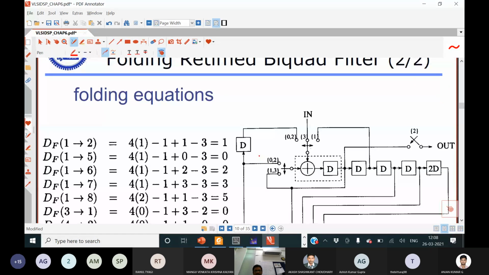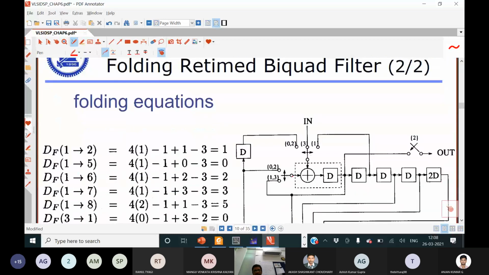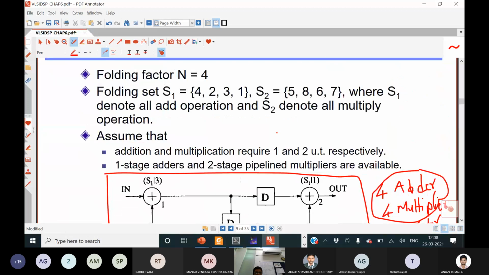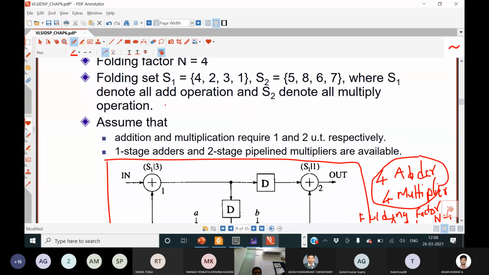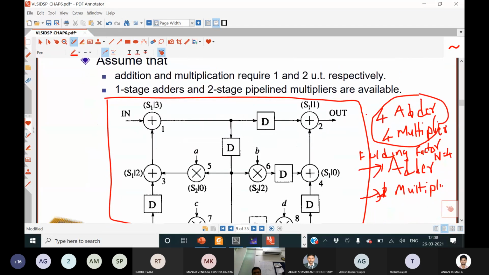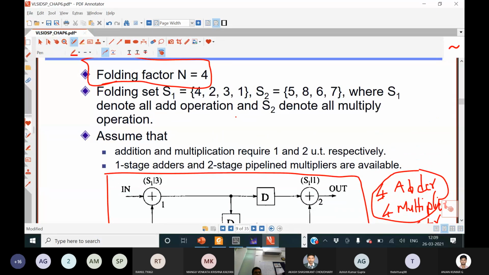Now this is actually a structure. Currently we are not interested in seeing this, because we need to see it later on. But what is important is what is given. The folding factor n is given. That means you need to replace 4 adders with 1 adder. Then I can apply the folding factor 4. So ultimately 1 adder and 1 multiplier is given.